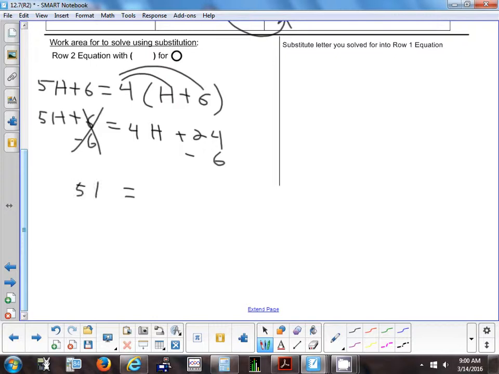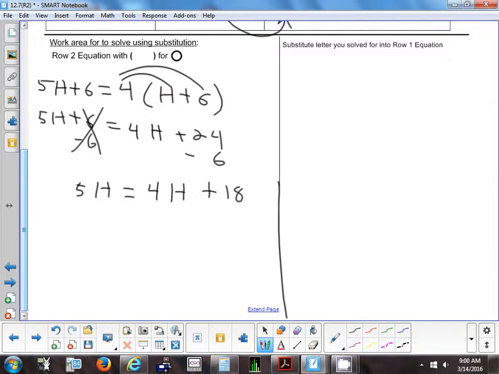So I've got 5h equals 4h, 24 minus 6, 18. And I like the way she did that. The way she did it, it kept this number positive. So she moved the number and she moved it exactly the way I would have.